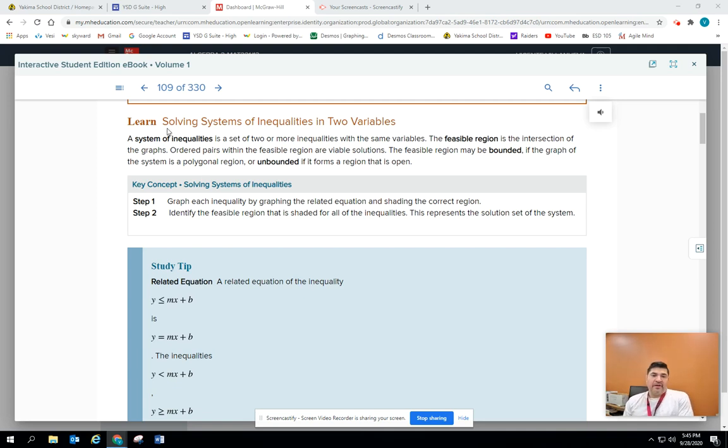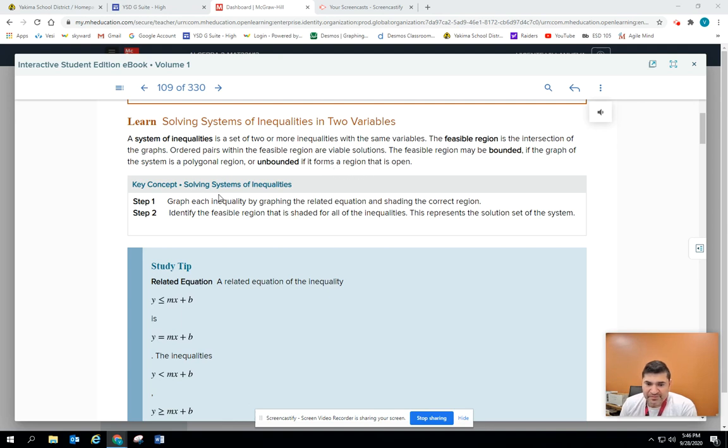Okay, so we're going to talk about solving systems of inequalities in two variables. A system of inequalities is a set of two or more inequalities with the same variables. The feasible region is the intersection of the graphs. Ordered pairs within the feasible region are viable solutions. The feasible region may be bounded if the graph of the system is a polygonal region, or unbounded if it forms a region that is open.